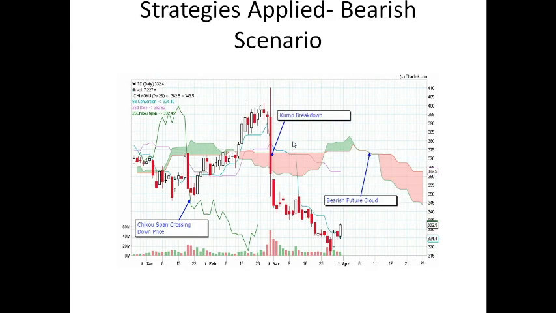Next, look at a bearish scenario. Here we see that there is a Kumo breakdown, or breaking to the downside, and at the same time there was a Chikou span crossing the price downside. And at the same time we can also see that the future cloud is bearish. It is going down here and it's also getting red. And there was a Tenkan-sen Kijun-sen crossover also, which further confirmed the bearish trend.